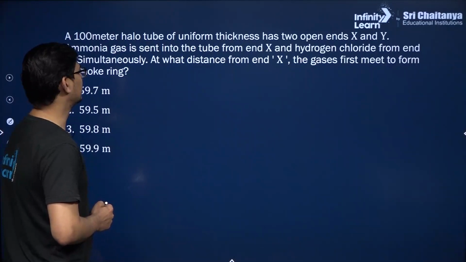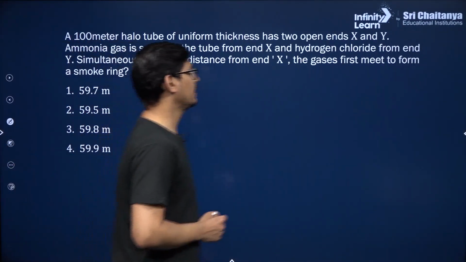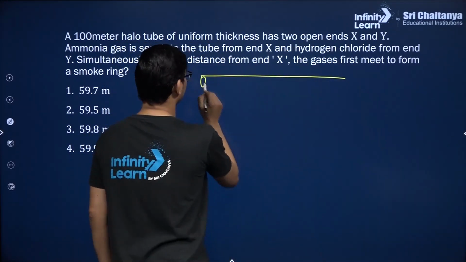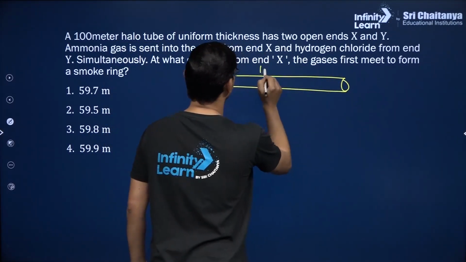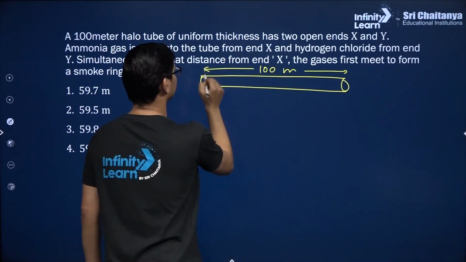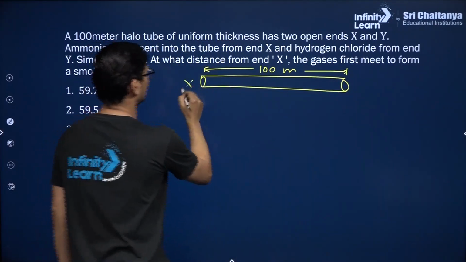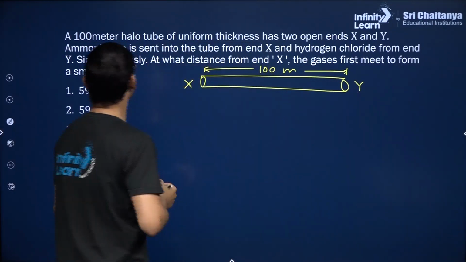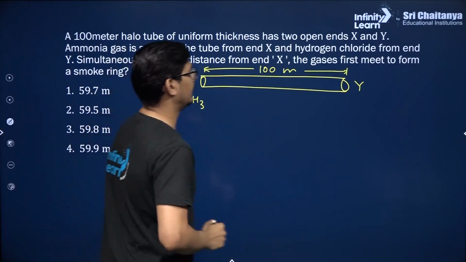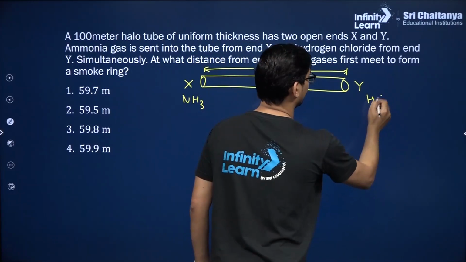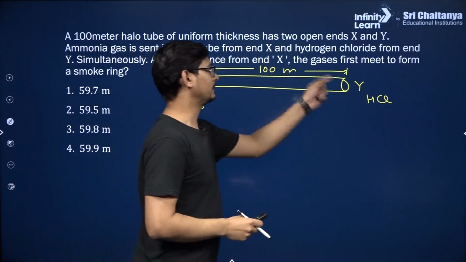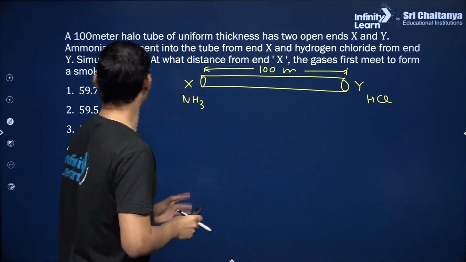First question was: a 100-meter hollow tube of uniform thickness has two open ends X and Y. So this is a tube, right? Its length is 100 meter. Ammonia gas is sent into the tube from end X and hydrogen chloride from end Y. The question is, at what distance from end X will the gases meet first to form a smoke ring?